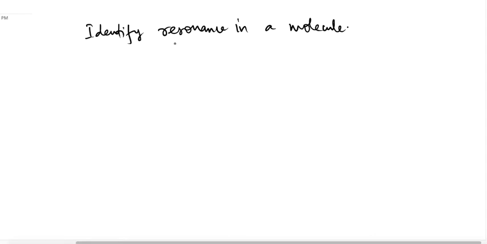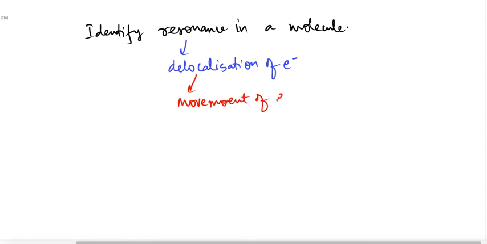So resonance is basically delocalization of electron. Delocalization means electron will not be placed at one place or localized at a particular space. It will be moving from one space to another space. So delocalization is basically movement of electron, and what kind of electron will move and where they will move, that we need to know.